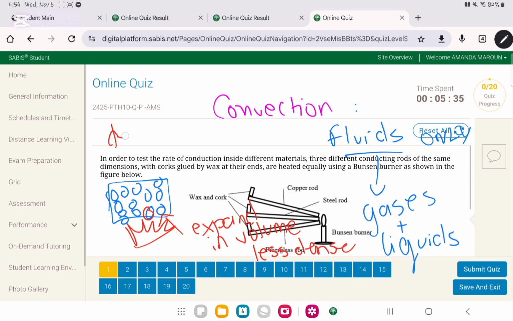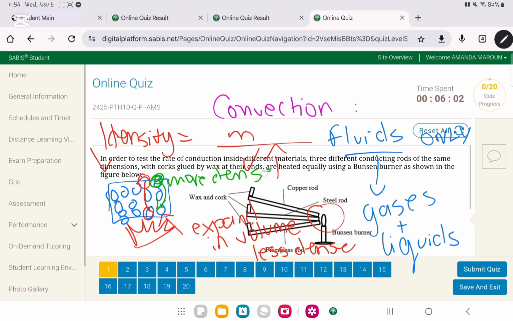How is that? We know density is equal to the mass over volume. So if you increase the volume, then definitely the density is gonna decrease because we're dividing by a bigger number. So they will expand in volume, they will become bigger, and they will float to the top. And of course, the more dense particles which are at the top will move to the bottom because they are more dense. So then it creates a flow, a current that we call the convection currents. Don't forget the S, convection currents. So this is convection. It happens in fluids, which are gases and liquids.